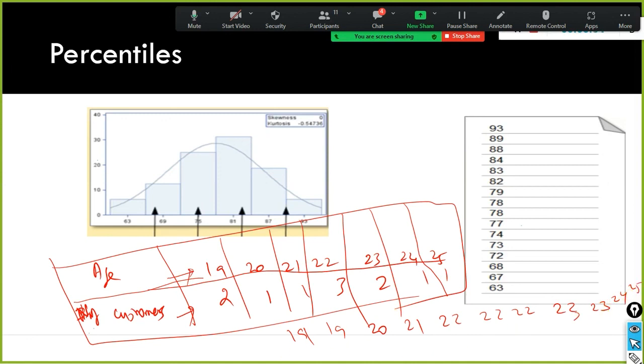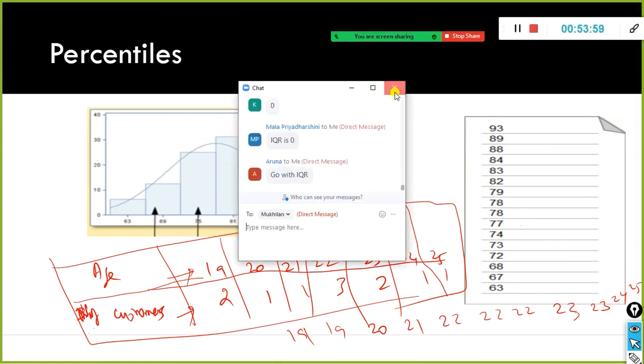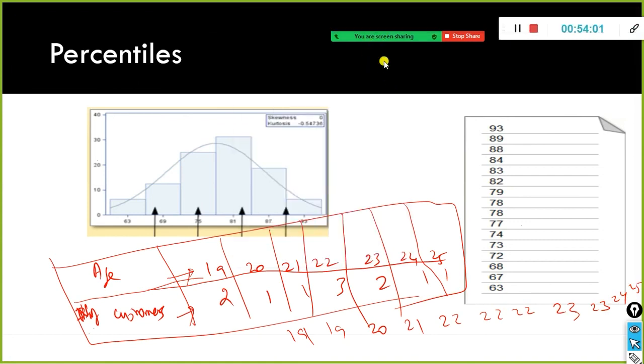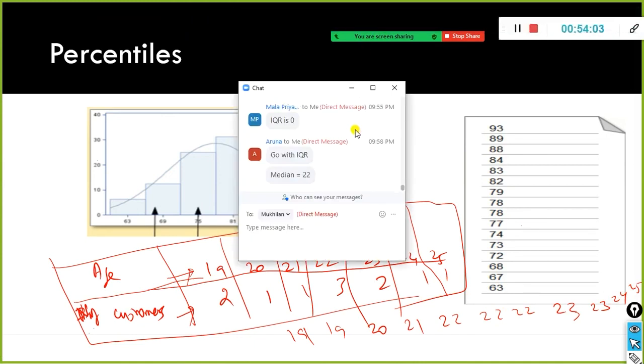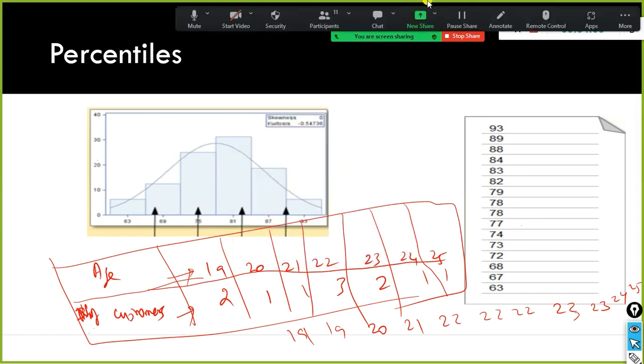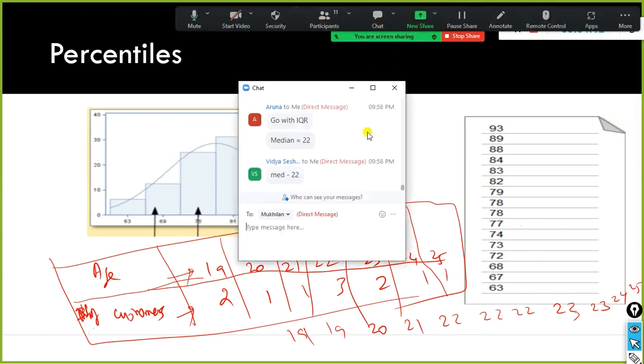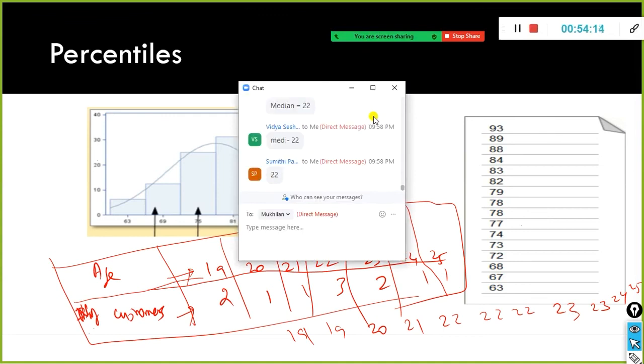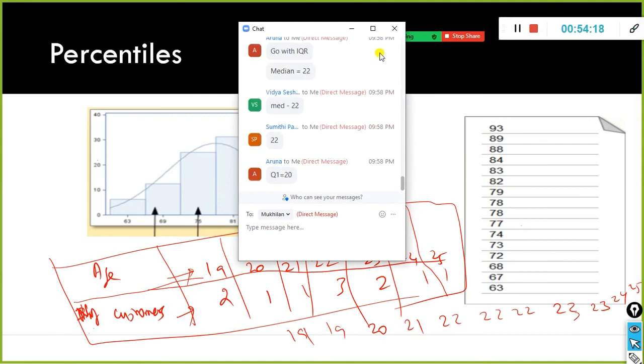All of you type it in the chat window. Let me see how many of you are able to find out Q1, Q2, Q3. Median is 22. Aruna, okay, very good. And how about others? Mala and Vidya, very good. Median is 22. Okay, Sumati is 22. Very good. And Aruna, Q1 is 20. Very good. So how about Q1 is 20? Are you sure?